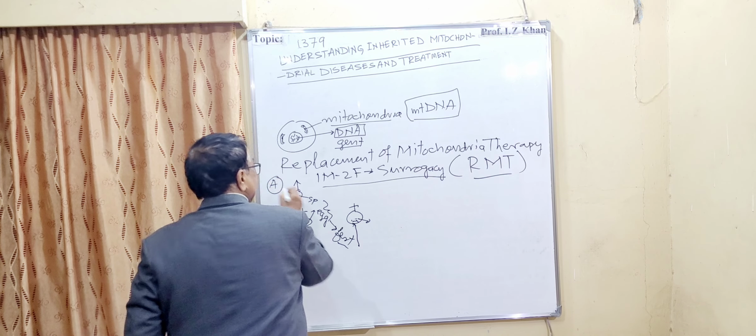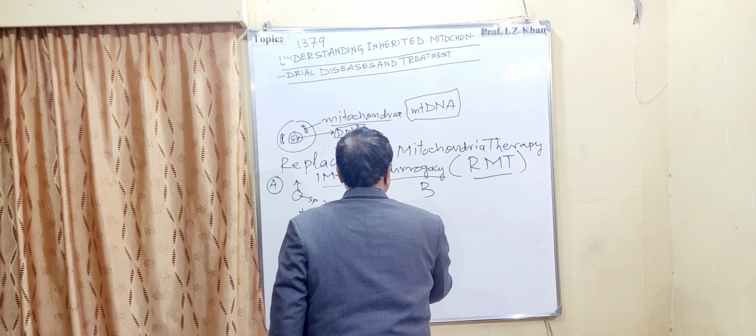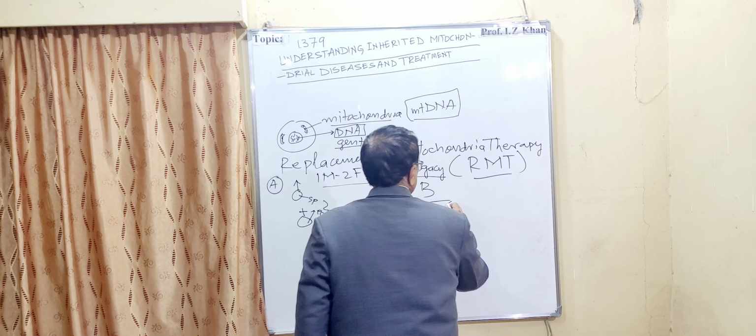In condition B, what is happening? The same is there: one male and two females.